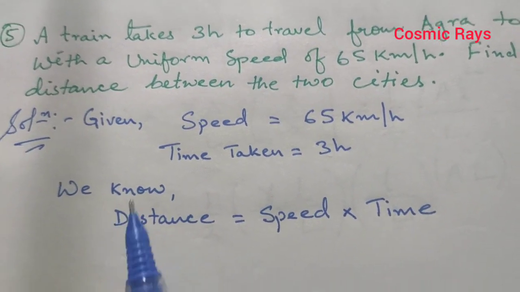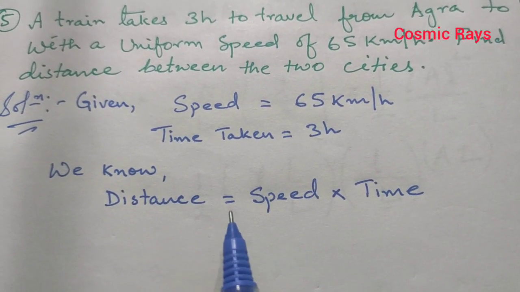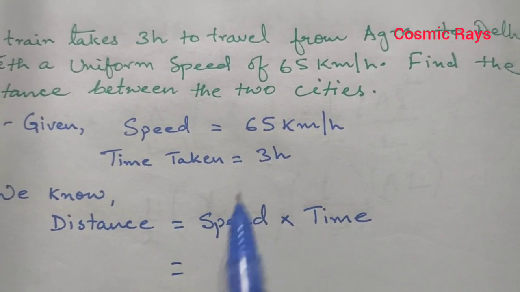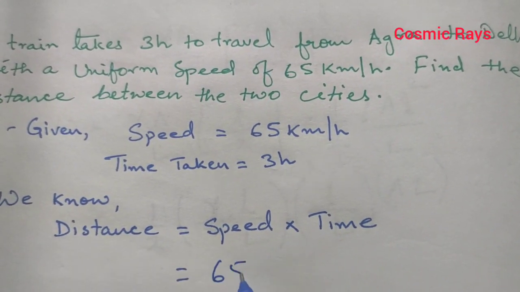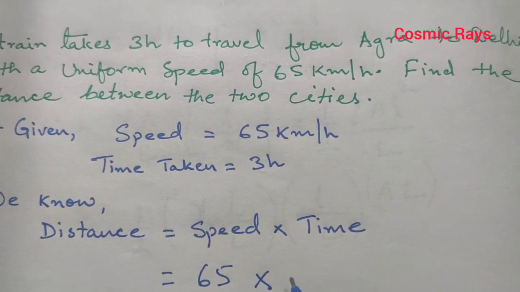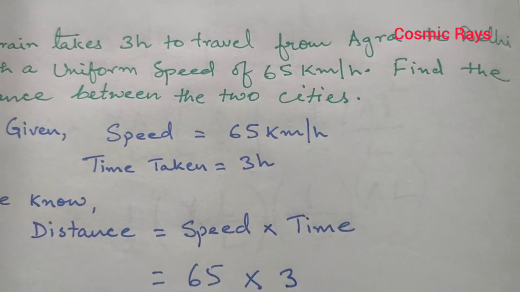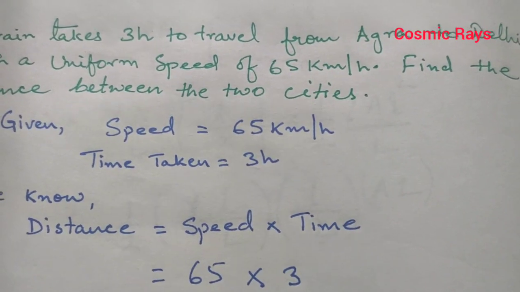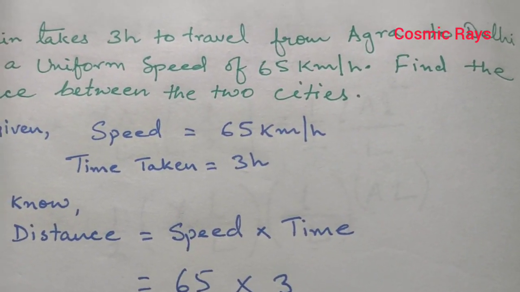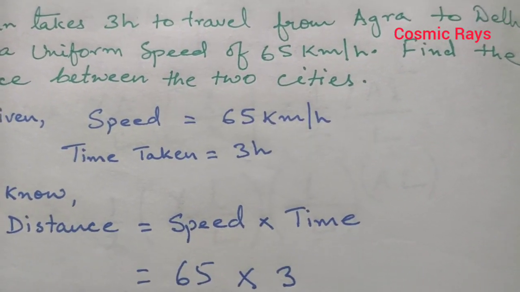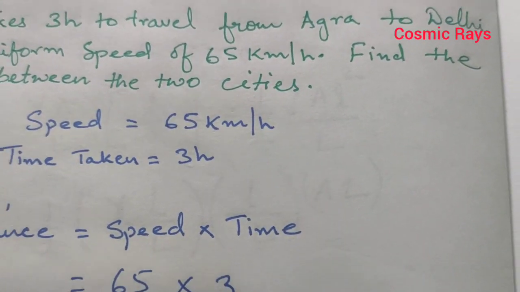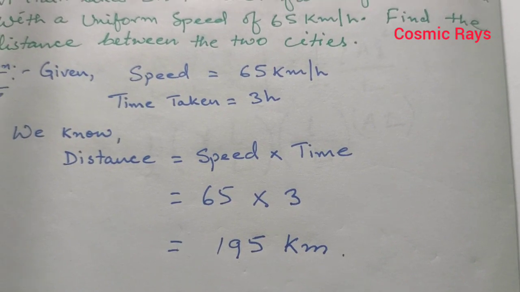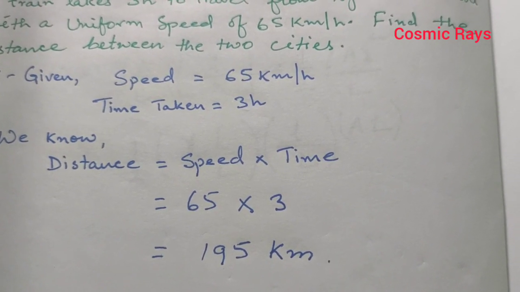We know that the formula for distance is equal to speed multiplied by time. We have been provided with the speed, that is 65, multiplied by the time, that is 3. So when we multiply it, we find 5 into 3 is 15, 18, 1, 19. So 195, and the unit would be kilometer. So here the answer is 195 kilometer.